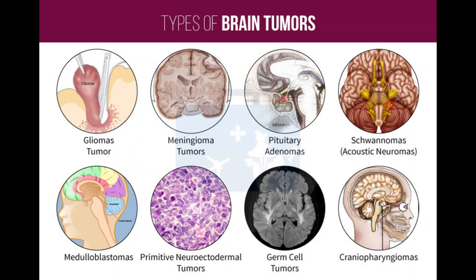Craniopharyngiomas. These are rare tumors and they start near the brain pituitary gland, which secretes hormones that control many body functions. As the craniopharyngioma slowly grows, it can affect the pituitary gland and other structures near the brain. Now I'll tell you about the cancer that begins elsewhere and spreads to the brain.